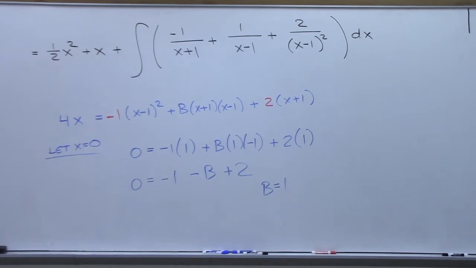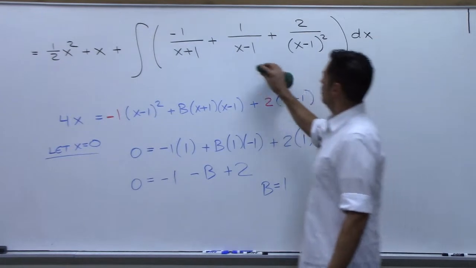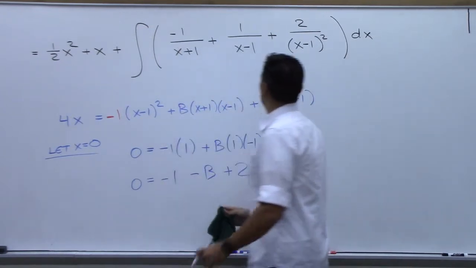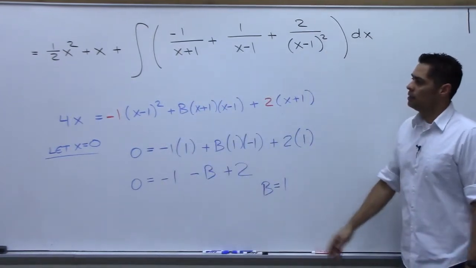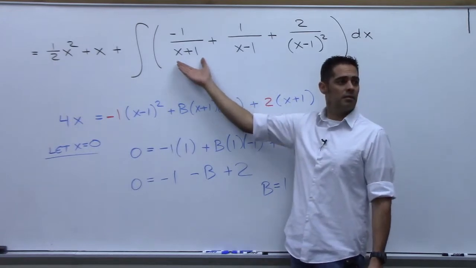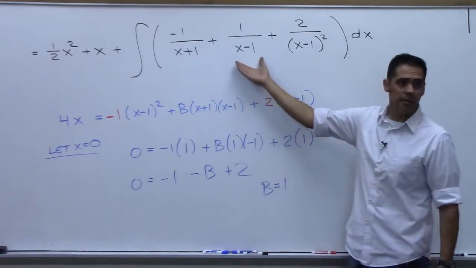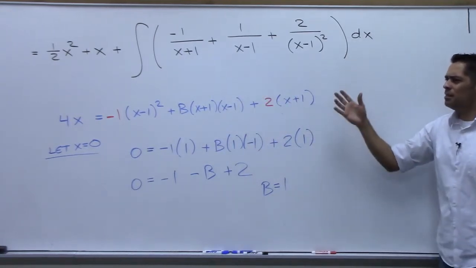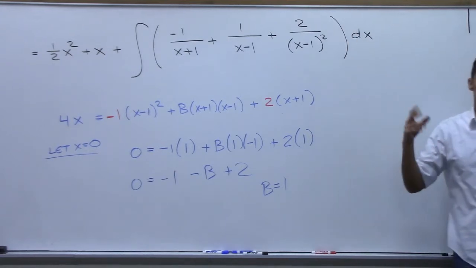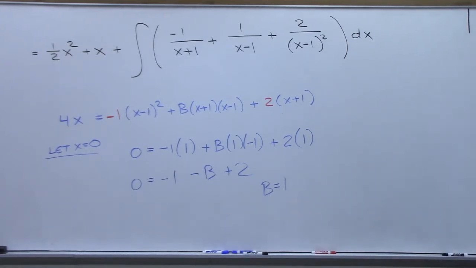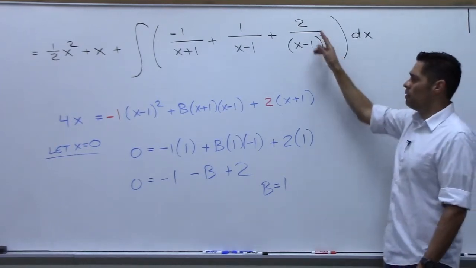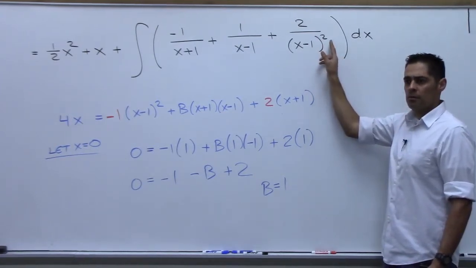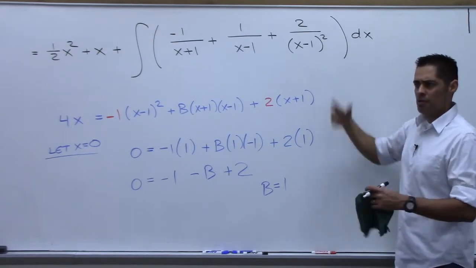Do y'all agree with that? Okay. No questions? This one, easy to integrate or no? Yes. Yeah? This one? Yes. That's the constant over a linear that's repeated, and that was one of the things we said we need to know how to do. This is like 1 over u squared. So u to the negative 2 and just use your power rule.